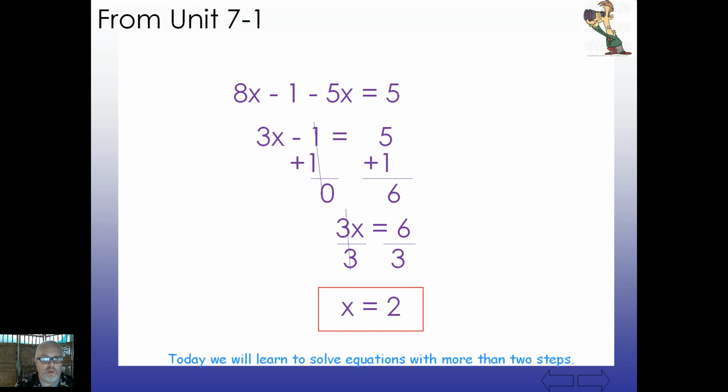Good. And if you take this 2 and plug it in here, we get 16 minus 1 minus 10. So that would be 15 minus 10 does indeed equal 5. Okay, so that's where that little backup and proof comes from.